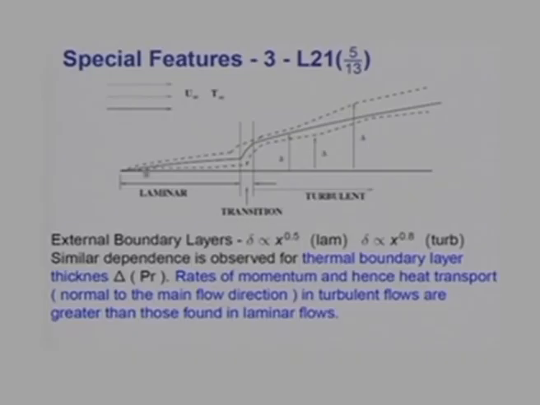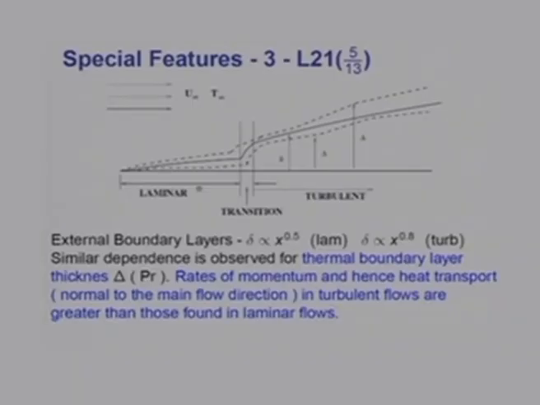Similar would be the case as regards delta t, the thermal boundary layer thickness. Although the ratio of delta by delta t, which was so strong a function of Prandtl number in laminar flow, may not be so strong a function in turbulent boundary layers. What is interesting is that even in external flow, not only in ducted flows, turbulent flow shows very different behavior than in laminar flow.